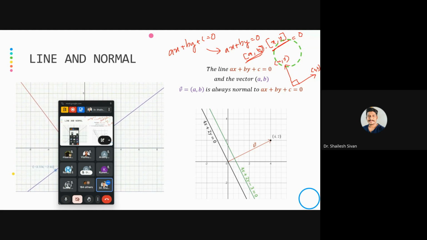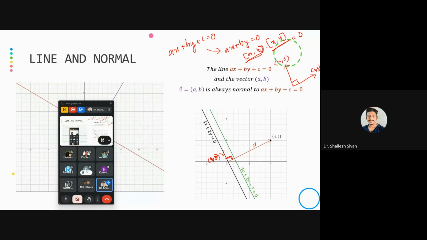Right. So if you have a line like this, 4x plus 2y equal to 0, this is the vector 4 2. Sorry, this is the vector xy, right? Then for this line, the vector 4 2 is always perpendicular, right?